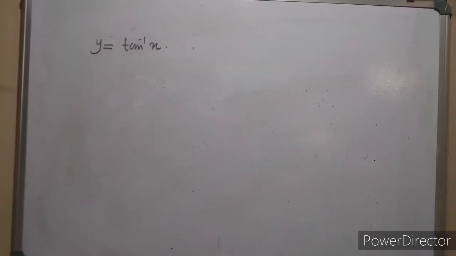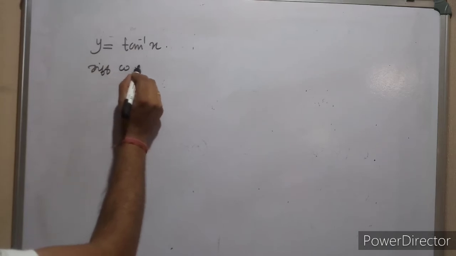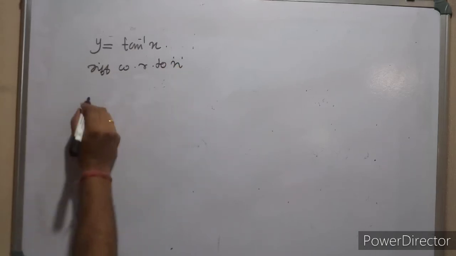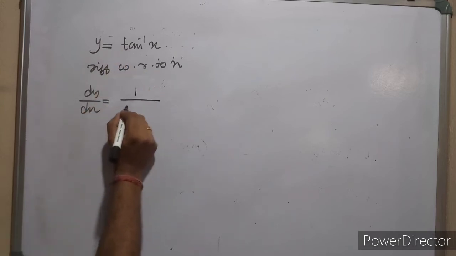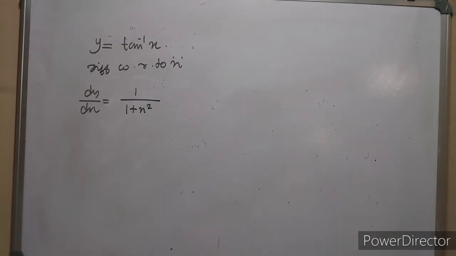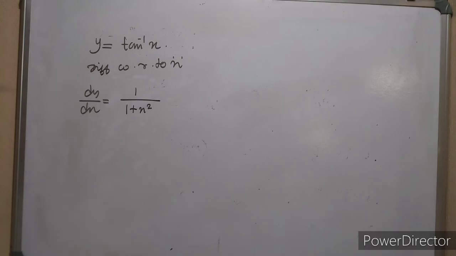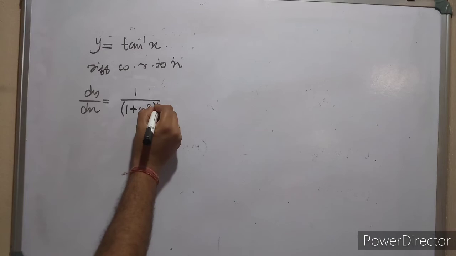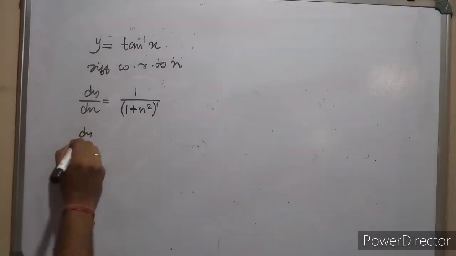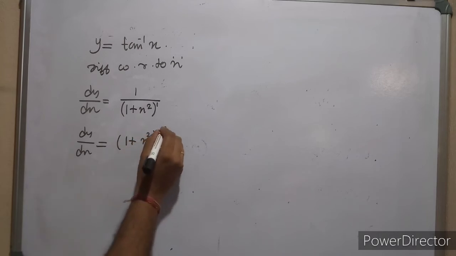y is equal to tan inverse x. Find d2y by dx square. Now differentiating with respect to x, dy by dx, the derivative of tan inverse x is 1 by 1 plus x square. To calculate the second order derivative, we cannot use the u upon v formula because the numerator is constant and the denominator is variable. In this case, we cannot use that formula, so I'll convert this in terms of the inverse form. So (1 plus x square) to the power minus 1.